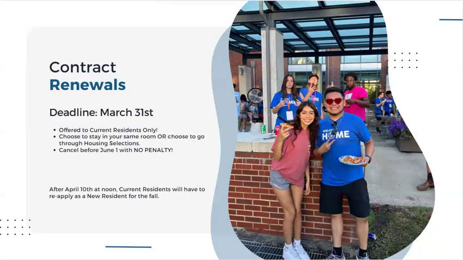After June 1st, the penalty does go up to $200 and increases throughout the summer until August 1 when we hit our $1,000 contract buyout fee. If you aren't sure and you sign up after March 31st, you still can do so until April 10th at noon. Anyone who signs up between March 31st and April 10th at noon will still be able to participate in our housing signups, but will do so on the last day. Anyone who does not do this process will have to complete a new resident application for the fall, just as any other new resident, and be placed based on application submission date.